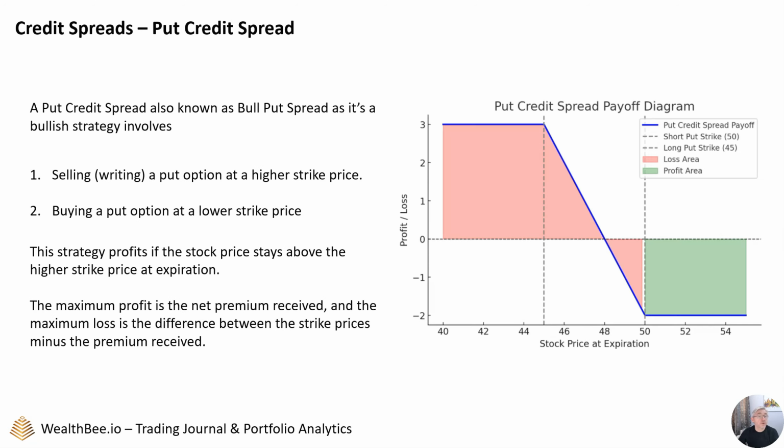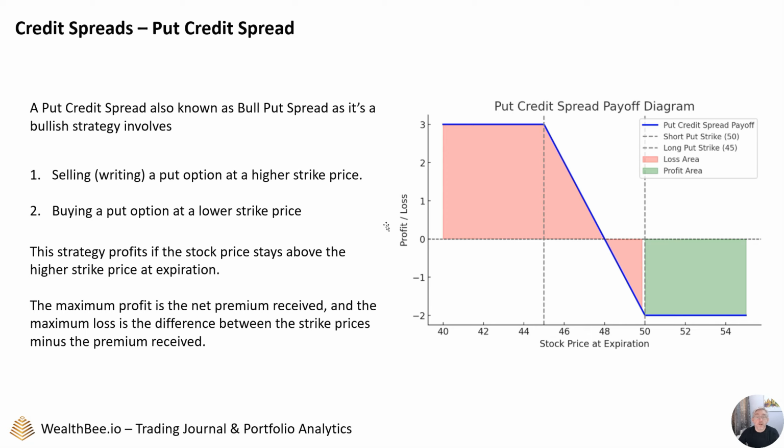I said they can be used with puts or calls, so let's have a look at some puts. So the put credit spread, which is otherwise known as the bull put spread, and that's because it's a bullish strategy and it makes money as the underlying price goes up. To build this, we sell a put option at a high strike and we buy a put option at a lower strike.